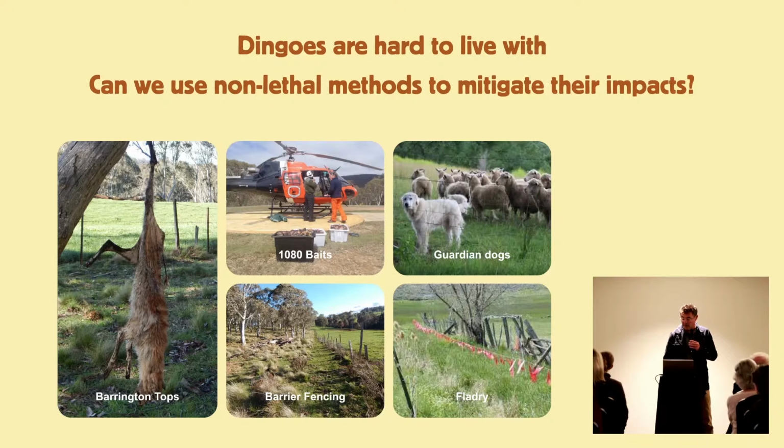And another method that we're particularly interested to try in the future is fladry, and this is the method that's used a lot in North America, where people put up these fences of flags, and they move them around a little bit, but it disrupts the movement patterns of the wolves in this case, and hopefully deters them from moving into sheep grazing areas. So that's a method that we'd like to try in the future to see if we can kill fewer dingoes.